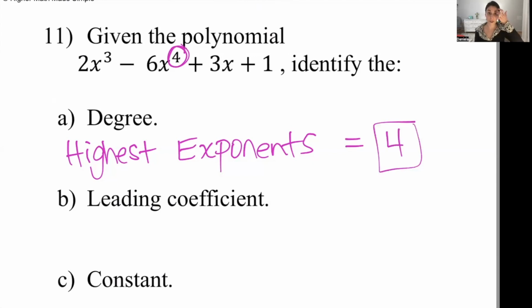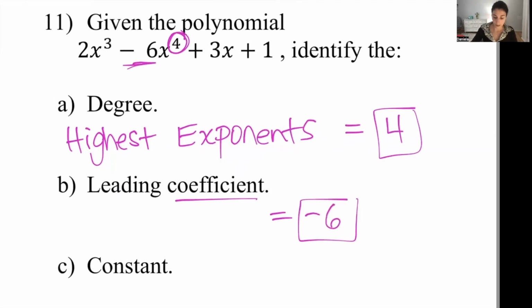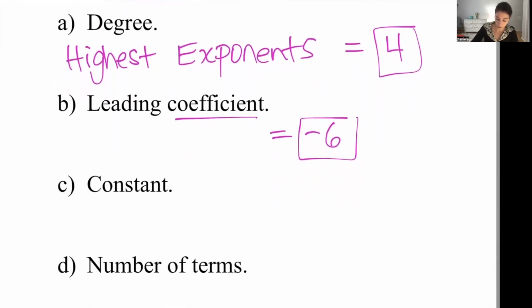Now, the leading coefficient actually goes hand in hand. It's specifically the coefficient of the term with the highest exponent. So in this particular case, careful, it's a -6. The constant is the number with no x attached to it. In this case, it's going to be a +1.